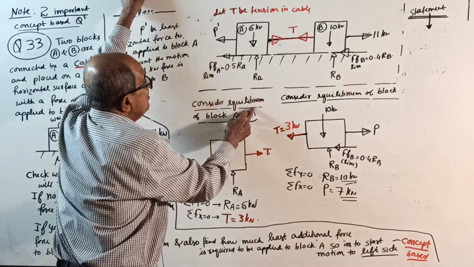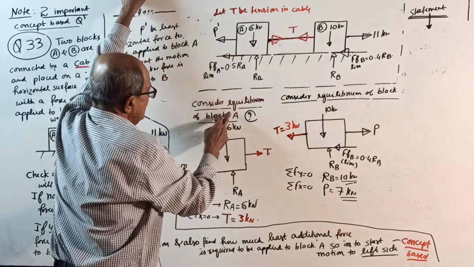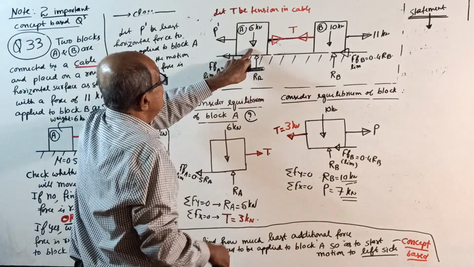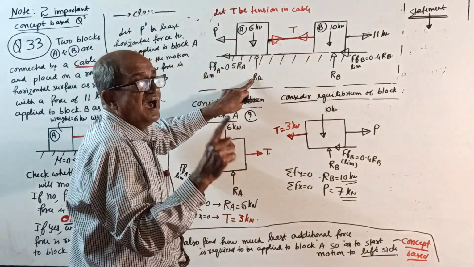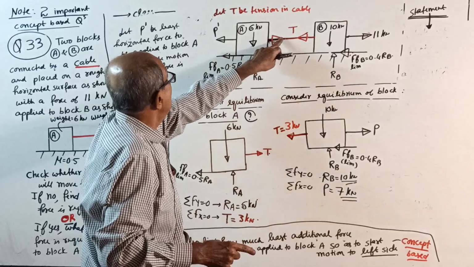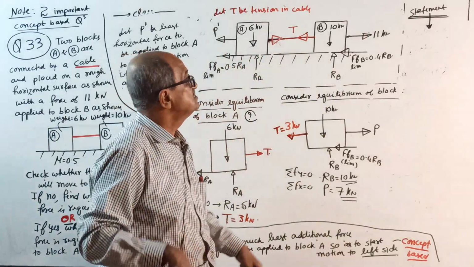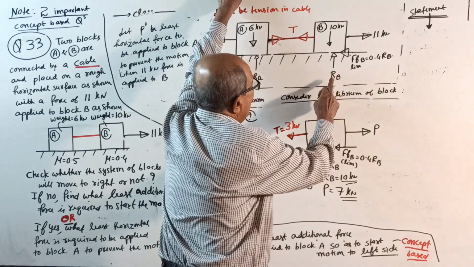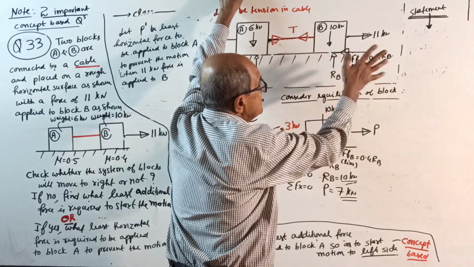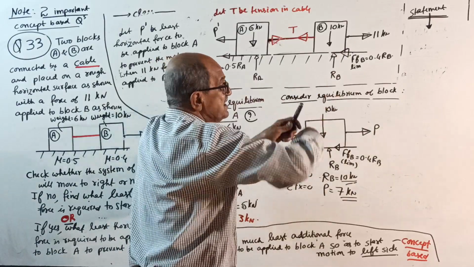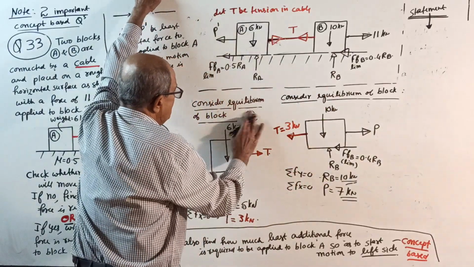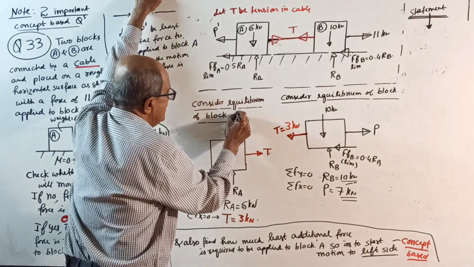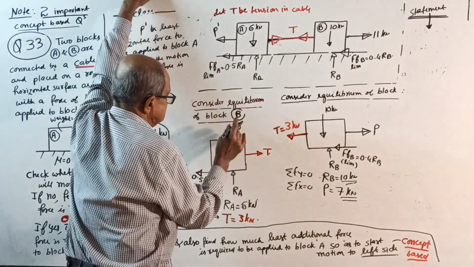consider equilibrium. Our other thing is the same, equilibrium. First remember now, if I take block A, RA, T and P dash, three unknowns. Block B, RB, T, that's all. So this time you should interchange. First consider equilibrium of block B. Very important, block B first.